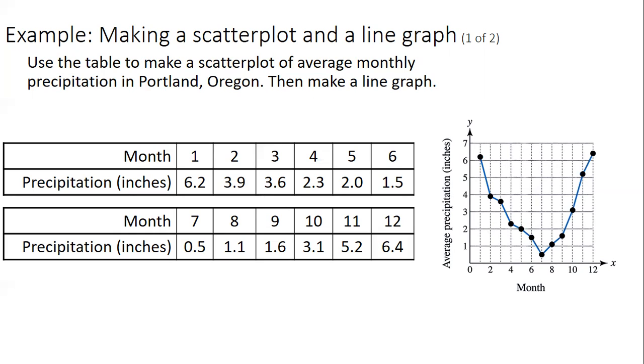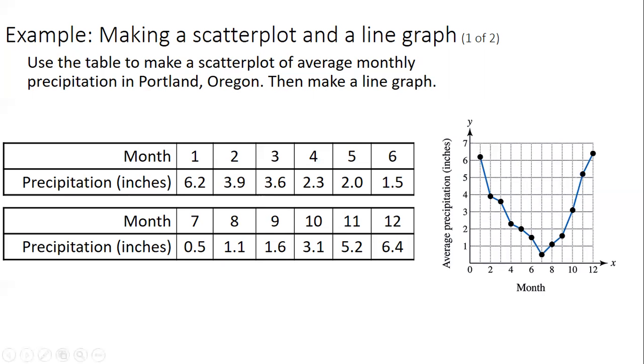In January, there's like 6 inches of rain. Then it starts to decline. By the summer, there's less rain. And then it goes back up, which makes sense because I went in December and all it did was rain. And so it just helps you analyze the graph. And that's how you can use our beginning of two variable data. Questions, comments, concerns?